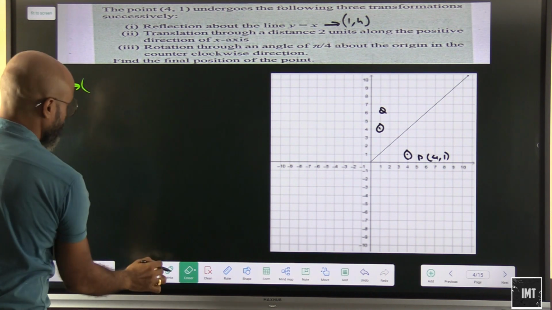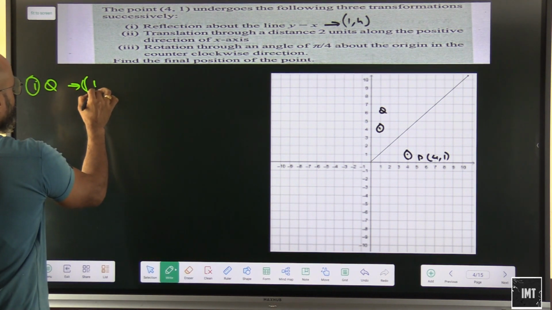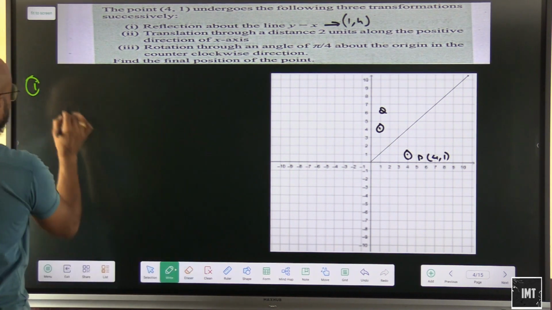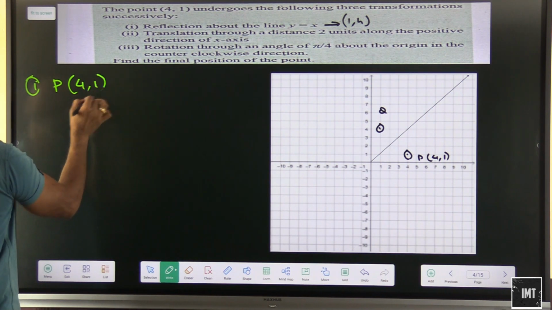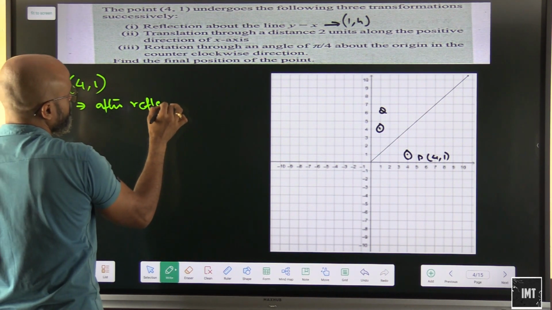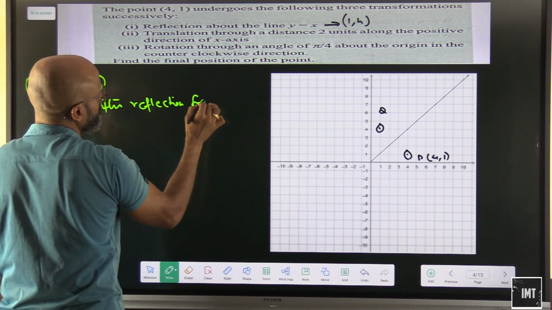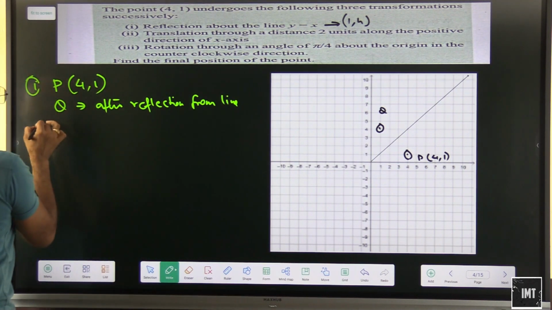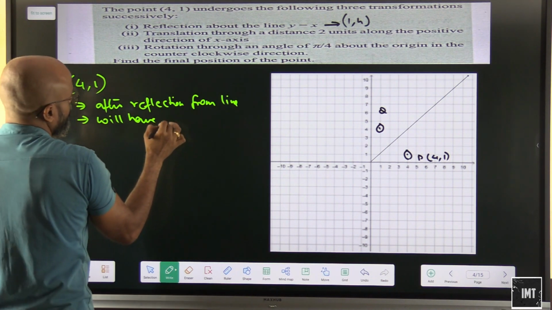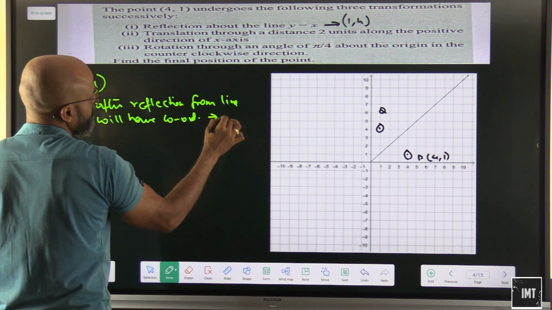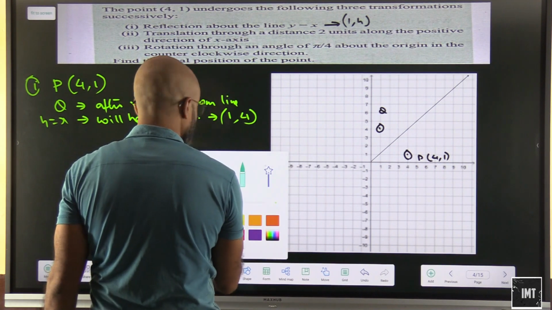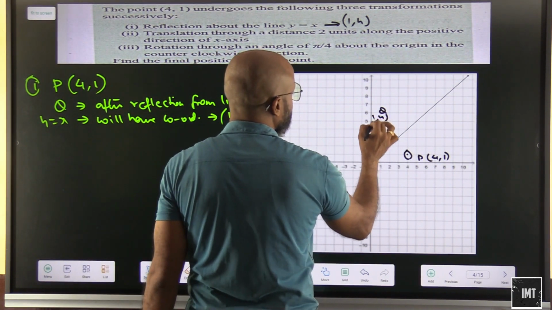So point Q, after reflection, will have coordinates 1, 4. Sorry, I made a mistake earlier. The point P is 4, 1, so point Q after reflection about the line y equals x will have coordinates 1, 4. So this will be 1, 4.